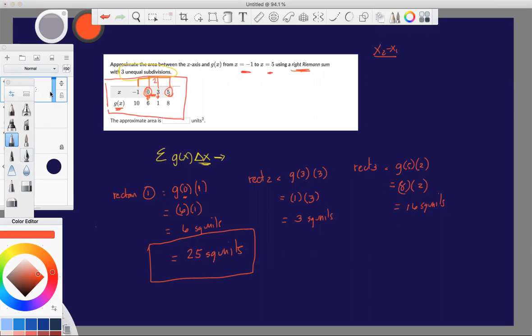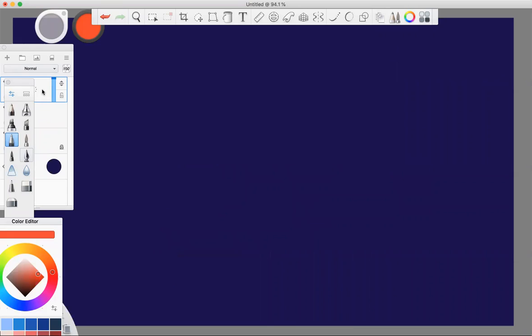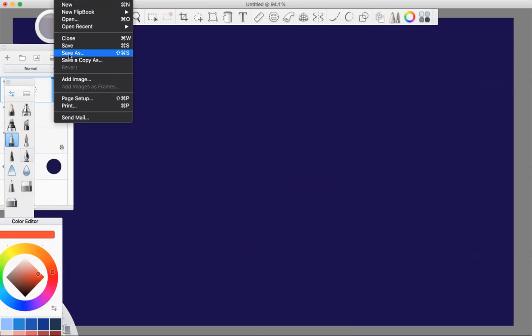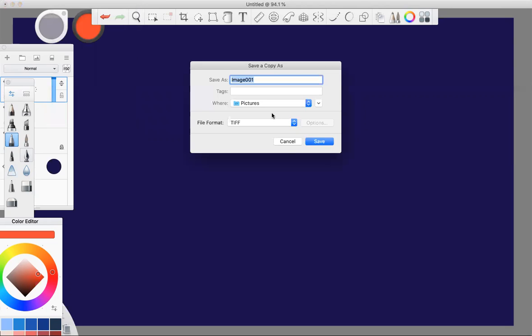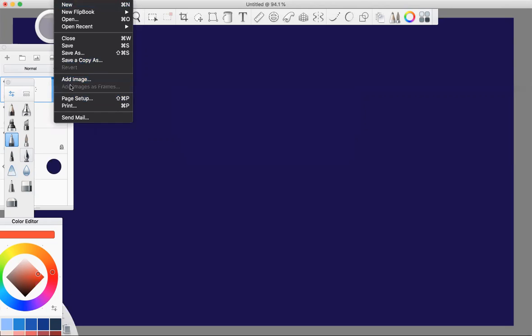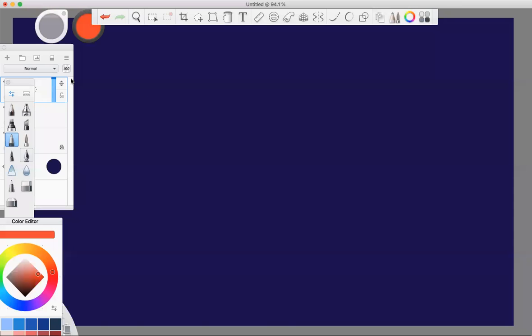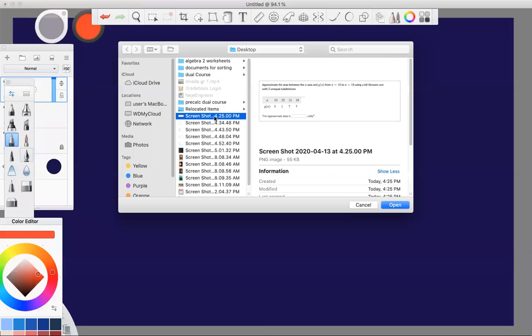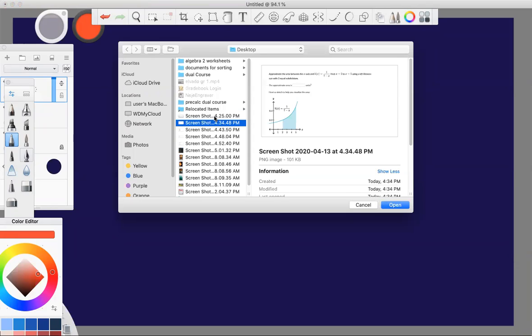So I'll be deleting this, and I'll add one more. Add image. Let's do this. Were we able to do this? No, I think we're not able to do this. This one is an example of a left Riemann sum.